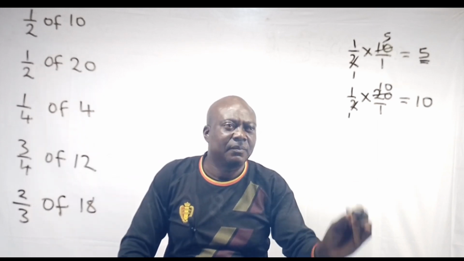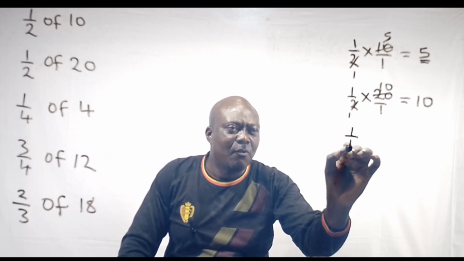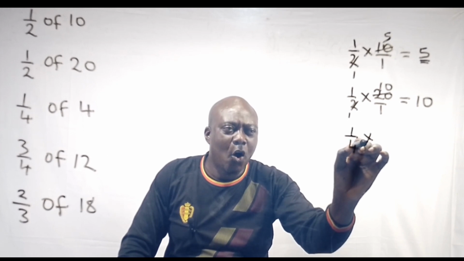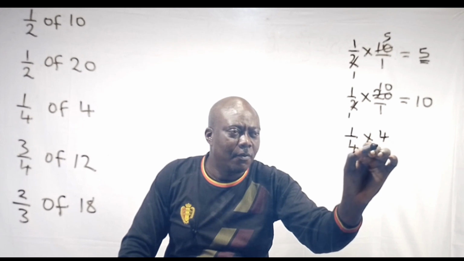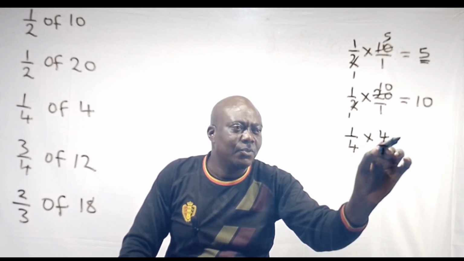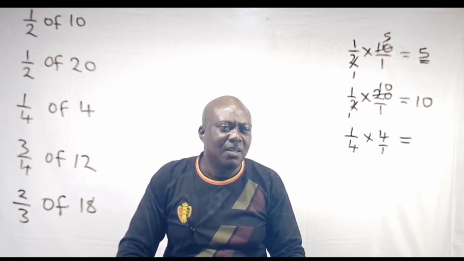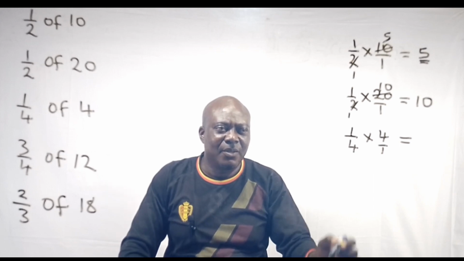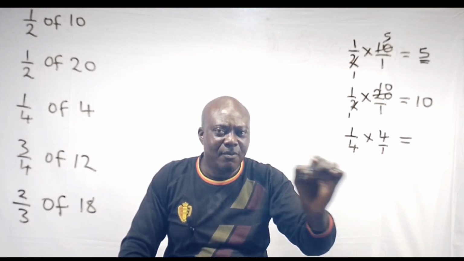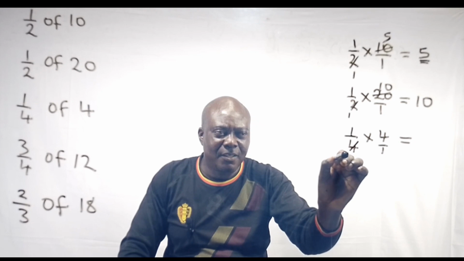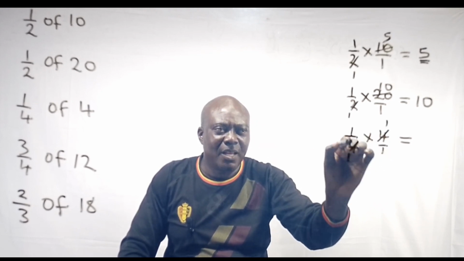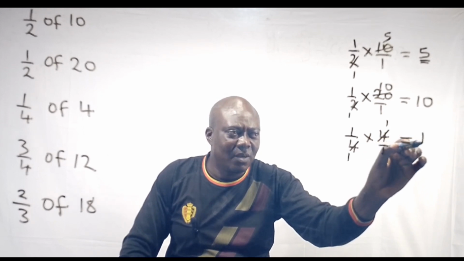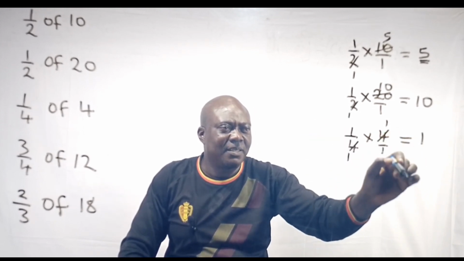The third one, 1 over 4 of, don't forget, 4 over 1. So it will be equals to, this one should be very easy for you. So 4 can divide 4 once. So 4 here, 1, 4 here, 1. So you multiply 1 times 1 equals to 1 over 1. So everything here is 1.